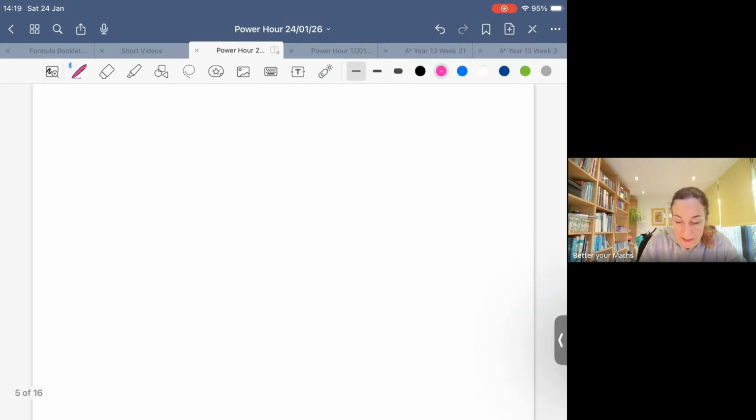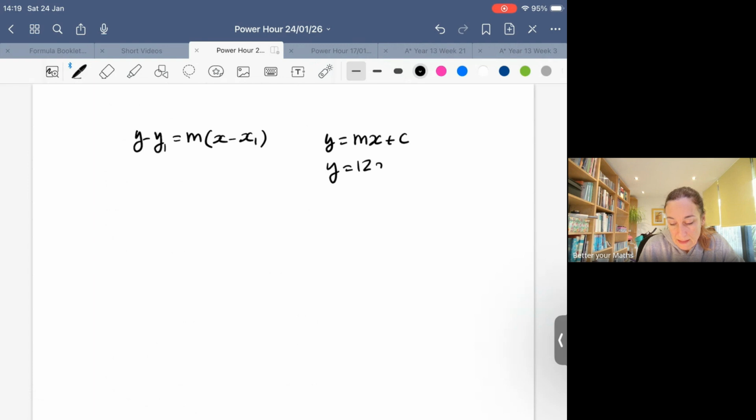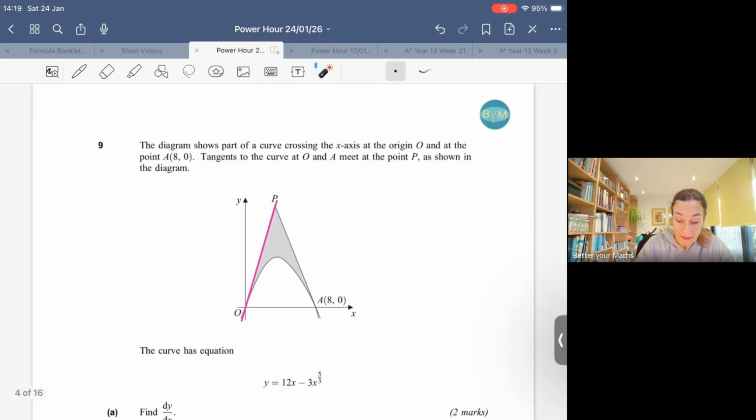So you can do y minus y of the point equals the gradient, brackets x minus x of the point. Because it's the origin, it's even easier than this. If it wasn't the origin, we substitute the point. But because it's the origin, we have the gradient, and we know the y-intercept is going to be 0. So we can use y equals mx plus c. And in this case, it's just going to be y equals 12x. If you substitute here the 0, 0, and the 12, you're going to get the same answer very quickly. That's the tangent.